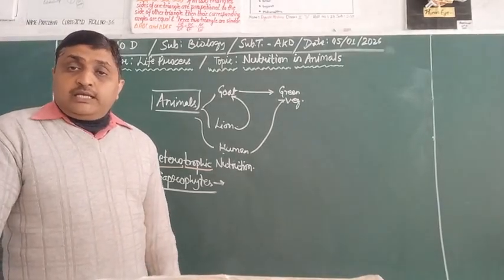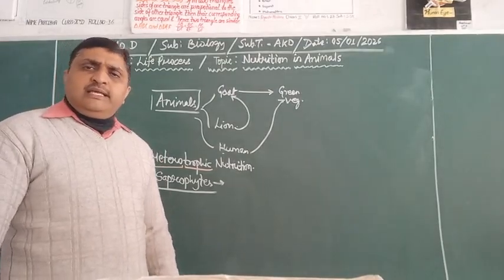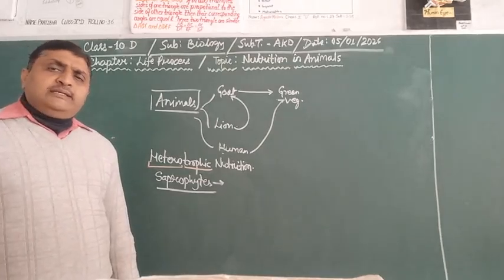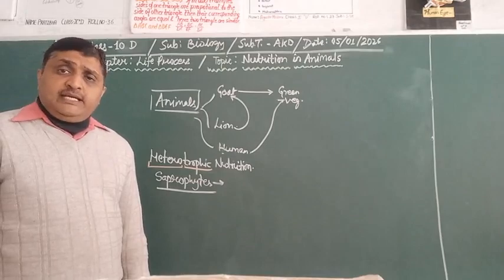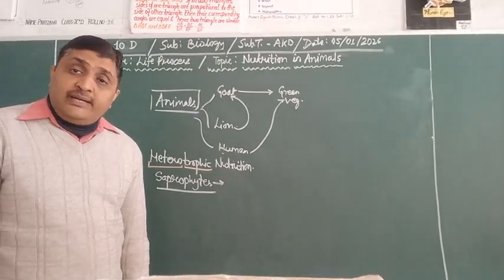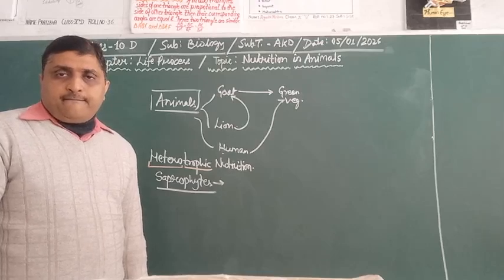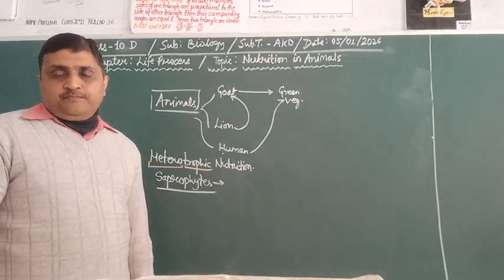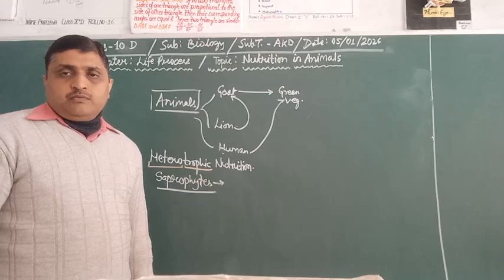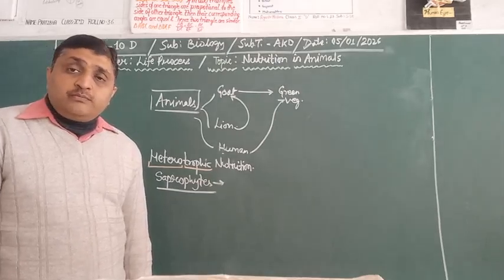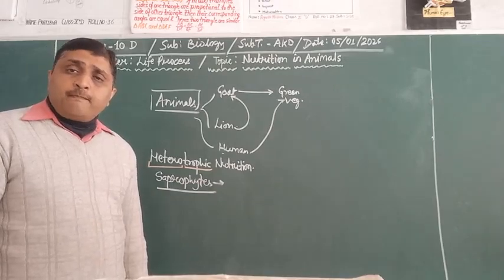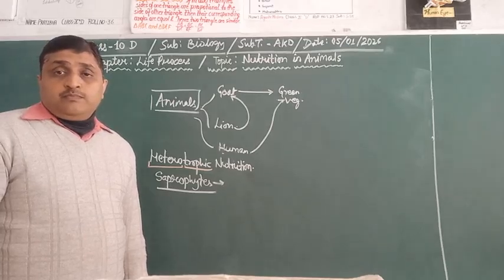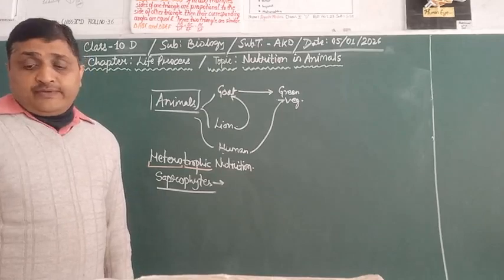As I discussed, there are carnivores and omnivores. Similarly, there are saprophytes. Saprophytes are those organisms that derive their food materials from dead and decayed organic matter. Such organisms are known as saprophytes. The best examples are bread mold, Rhizopus, and mushroom. These are also saprophytes.